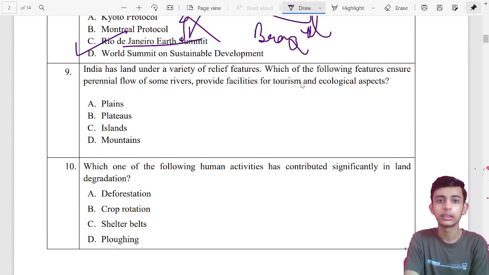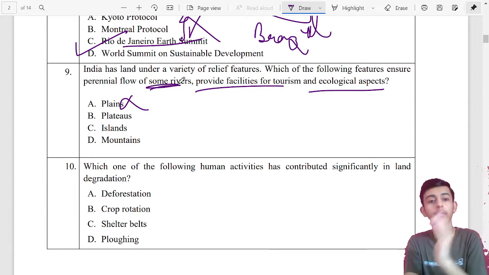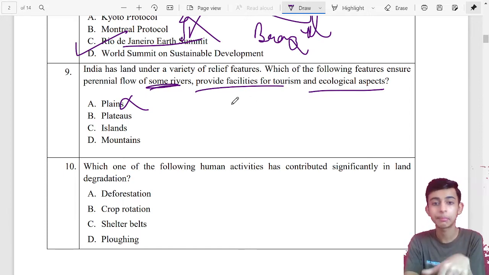Ninth question. India has land under a variety of relief features. Which one of the following features ensure perennial flow of some rivers, provide facilities for tourism and ecological aspect? Plains is not it, because it's not the flow of rivers here. The rivers are already stable.